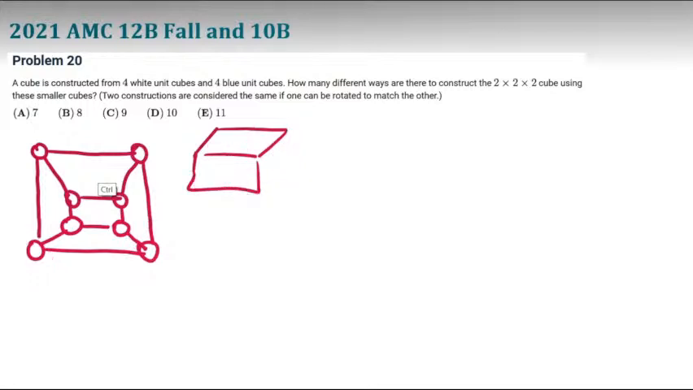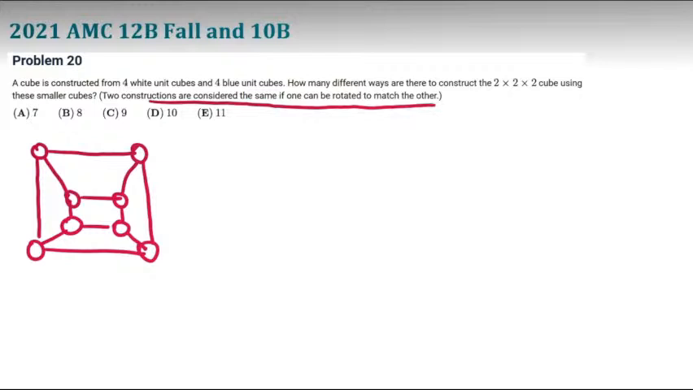So, here, it says two constructions are considered the same if one can be rotated to match the other. So here I want to calculate. It says we have 4 white units. I only focus on, for example, 4 blue units. So I say 4 blue units, one case. All of them are in one face.